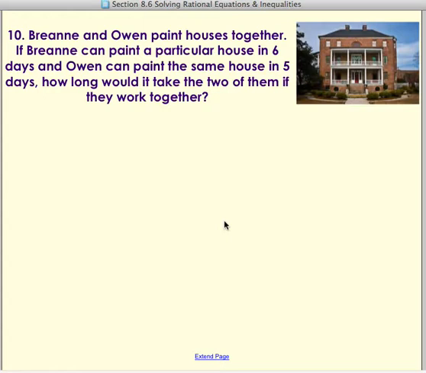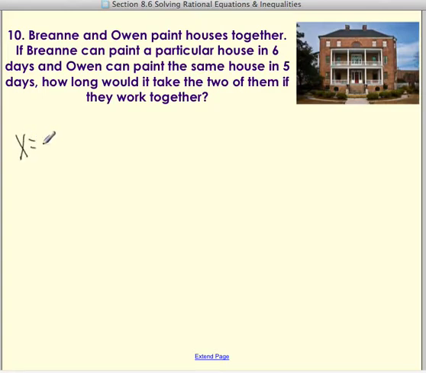Okay, so to go ahead and start out, example 10, which is on the back side of your note sheet. Brianna and Owen paint houses together. If Brianna can paint a particular house in 6 days and Owen can paint the same house in 5 days, how long would it take the two of them if they worked together? So we want to figure out how many days they can do the house in.